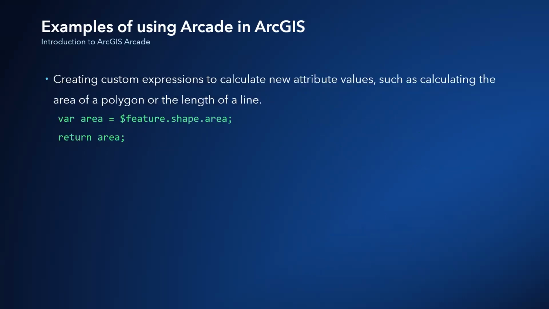We can also create custom expressions that calculate an area of a polygon. So this little snippet here of Arcade code is going to calculate the area of a feature and return the value as the output. The feature.shape.area expression retrieves the area of the feature geometry, and it is assigned to the area variable. The return statement then returns the value of the area.